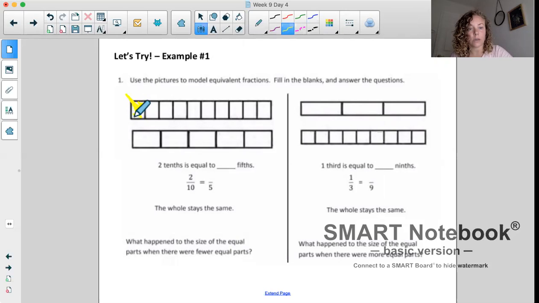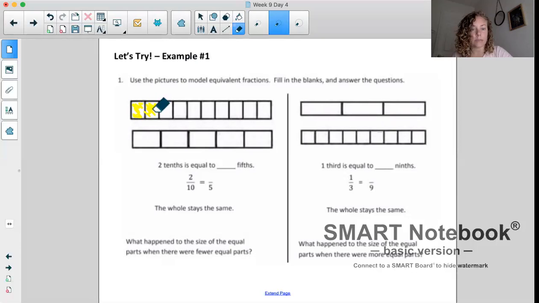Whoopsie. So you're going to shade 1, 2, like that. I'm going to get an eraser and fix that because that was pretty messy. Okay. All right, 2/10 is equal to how many fifths? I see this line right here is perfectly lined up with that. So I'm going to shade my tenths until I have an equivalent size. So I'm going to use the same color. I'm just going to shade, and I can see I'm already there. I don't need to keep going on my fifths.